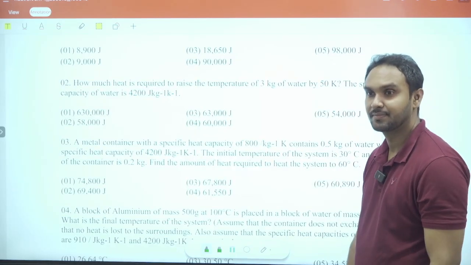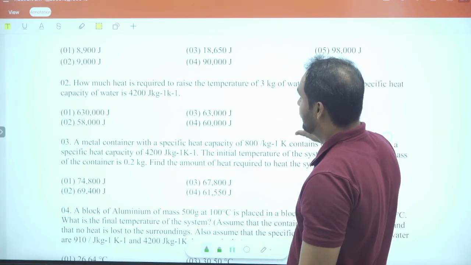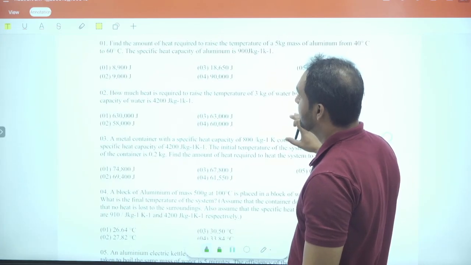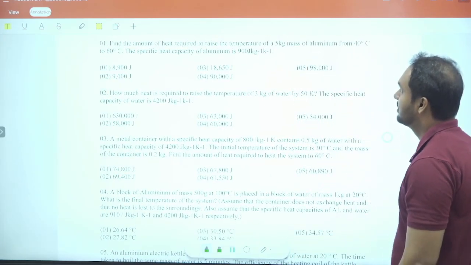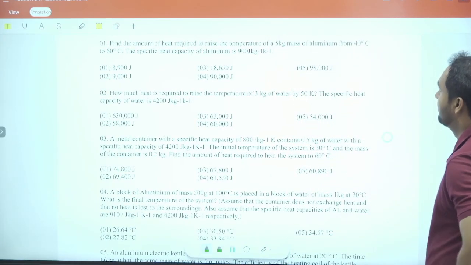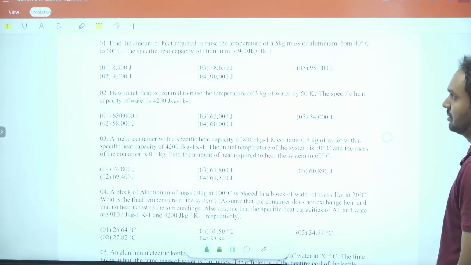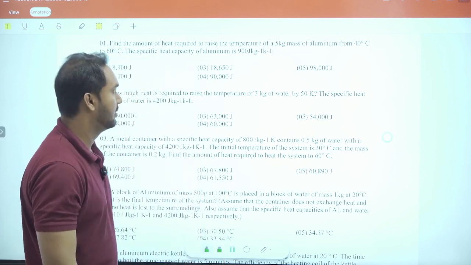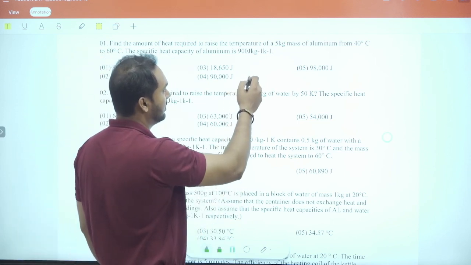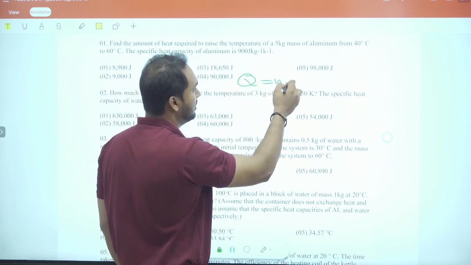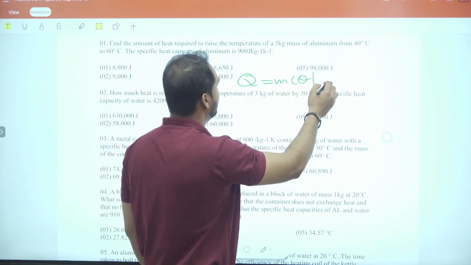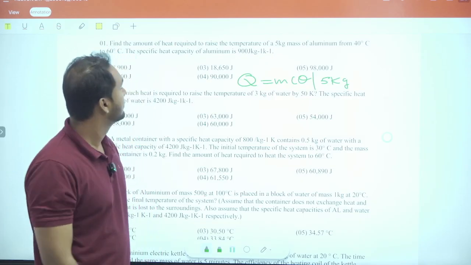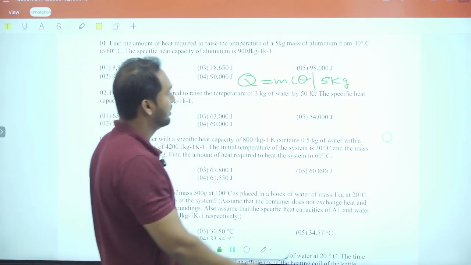Right? Yeah. So shall we check the first question? Find the amount of heat required to raise the temperature of 5 kilogram mass of aluminium from 40 degrees to 60 degrees. The specific heat capacity of aluminium is 900, so it's mc theta, right? I'm going to write it here. Q equals mc theta, right? So m is 5 kilograms, yes, and the C is 900.